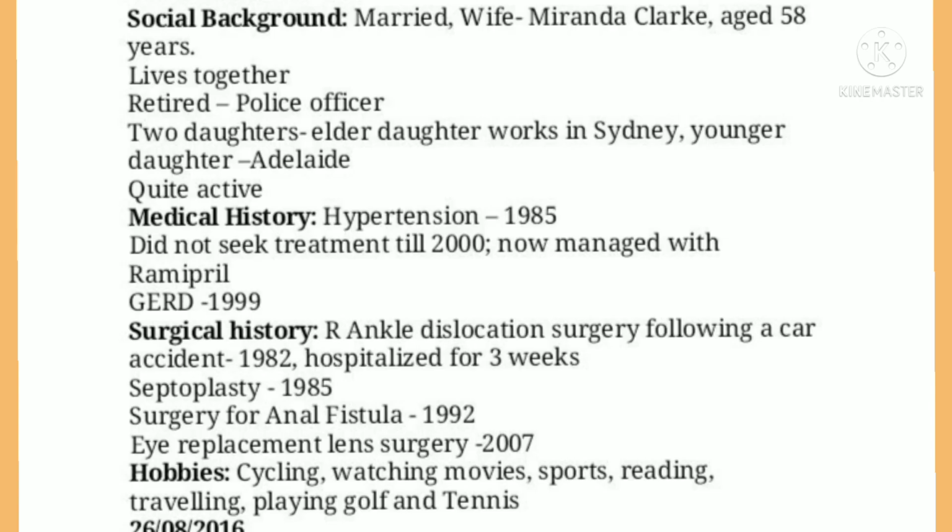In order to meet the word count, what can we do? We can write the social background. Mr. Clarke is a retired police officer who lives with his wife. No need to mention that the daughters are away. Then the hypertension, it doesn't have much importance here. Then we can mention he had a history of right elbow dislocation surgery following a car accident in 1982. It was already completed. Actually, it was semi-relevant, but here we can mention it because the word count is less.